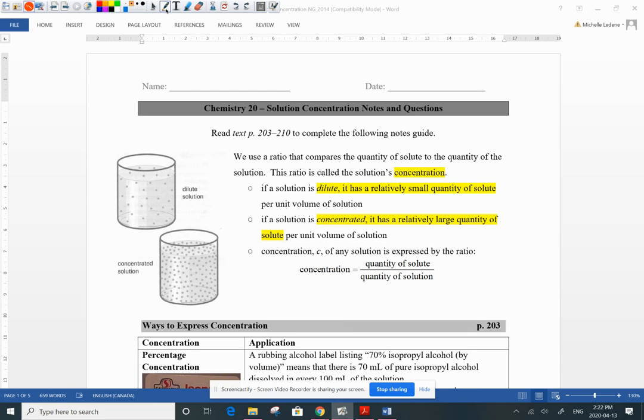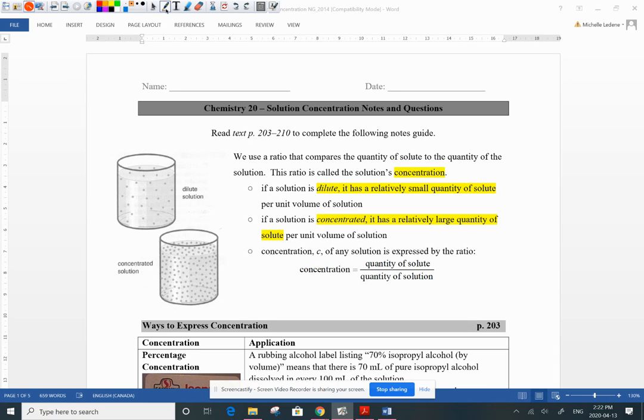I would like to talk to you today about how to calculate the concentration of a solution. So last video, we learned about what it meant to have a solution. What is a solution? Well, there's a solute that gets dissolved in a solvent, and that makes a solution.